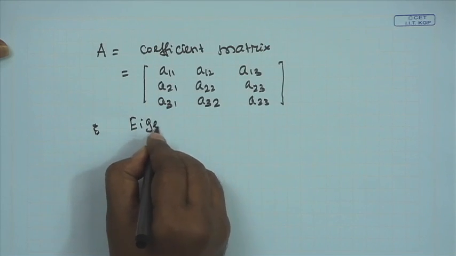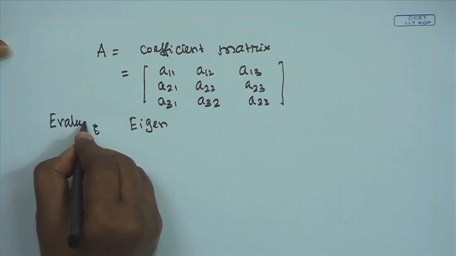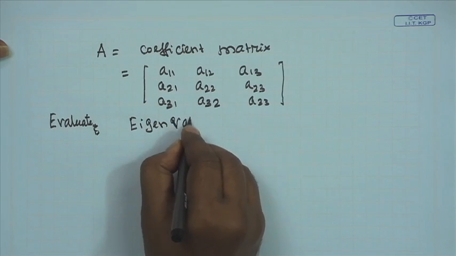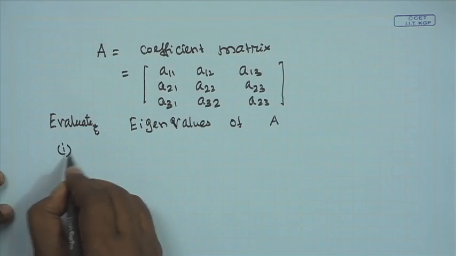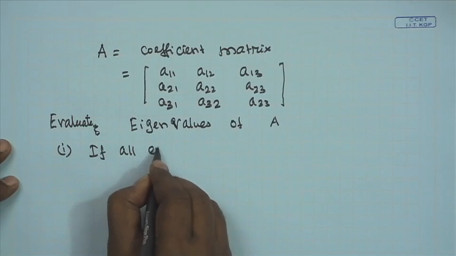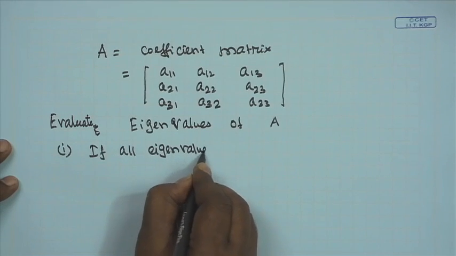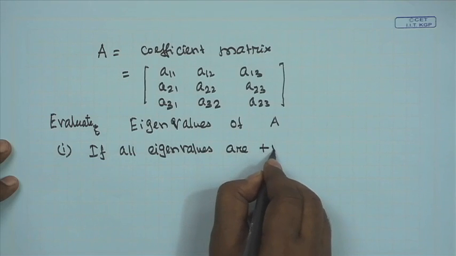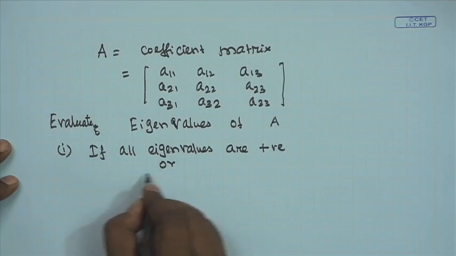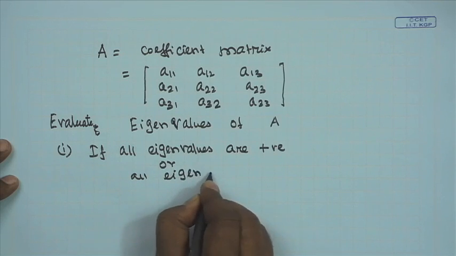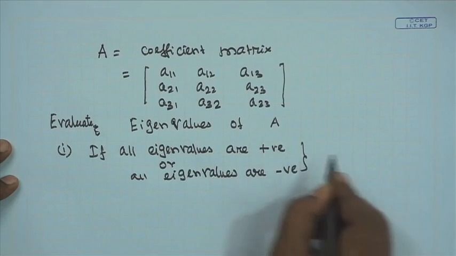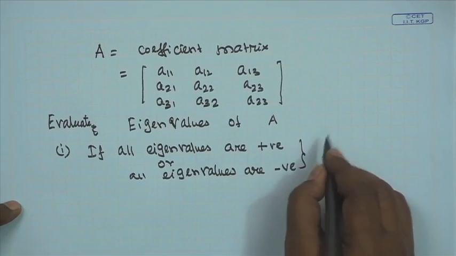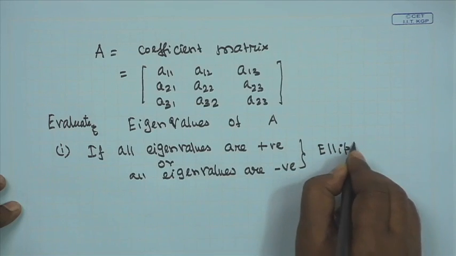Now, we evaluate the eigenvalues of the coefficient matrix A. Now, if all eigenvalues are positive or all eigenvalues are negative, then the partial differential equation we are dealing with is the elliptic partial differential equation.